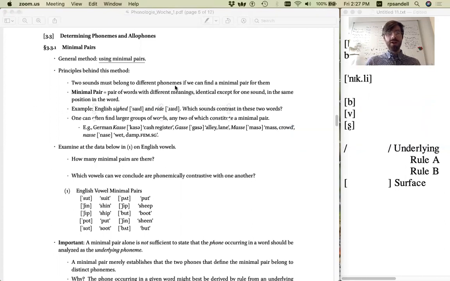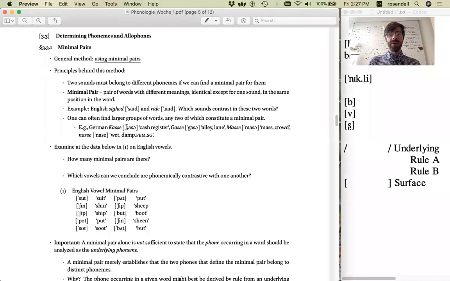And one can also find larger groups of words, any two of which can be said to constitute a minimal pair. So here let's take 4 words of German. So let's say we have Kasse and Gasse, or Kasse and Masse, or Kasse and Nasse. And any given pair of those, so at the beginning of Kasse, we have a voiceless velar fricative. At the beginning of Gasse, we have a voiced velar fricative. That shows us that those two sounds belong to two distinct phonemes.